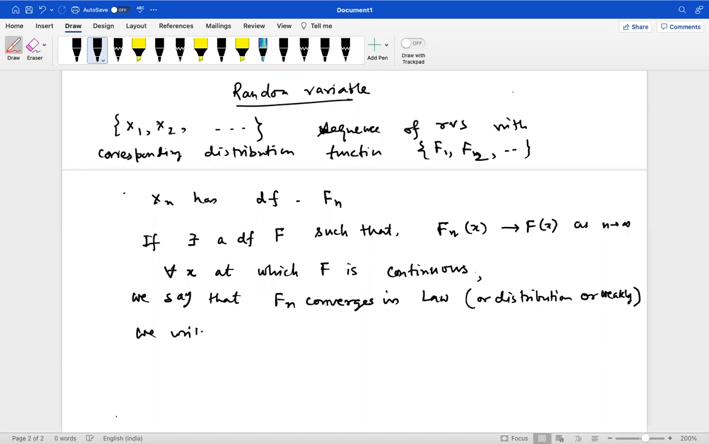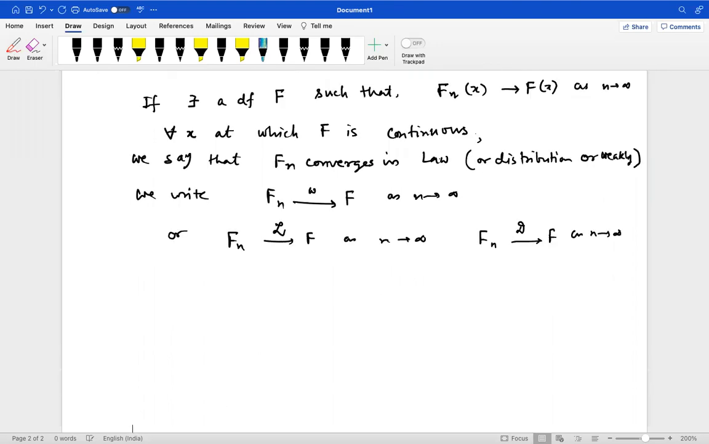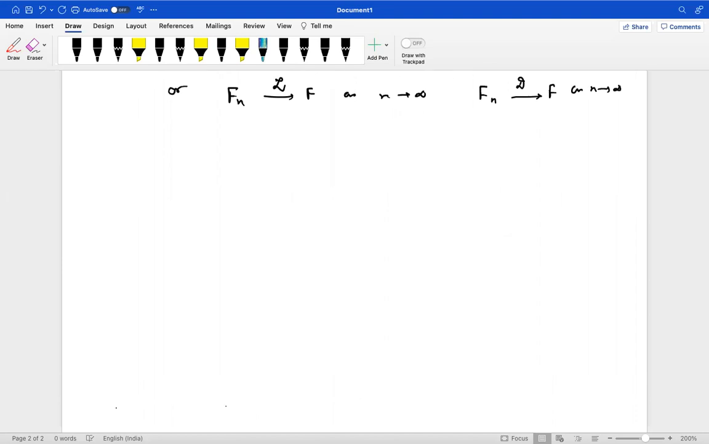Different notations are there. Sometimes we write fn tends to f weakly, with a w, as n tends to infinity, or we can write fn tends to f in law, or in distribution, in D. These are the same thing, and you can use any one. Remember, this is a pointwise convergence of the distribution function. That's why it's weak convergence. A similar idea for uniform convergence would be a strong convergence. This is one type of convergence, called convergence in distribution, because the distribution function converges.